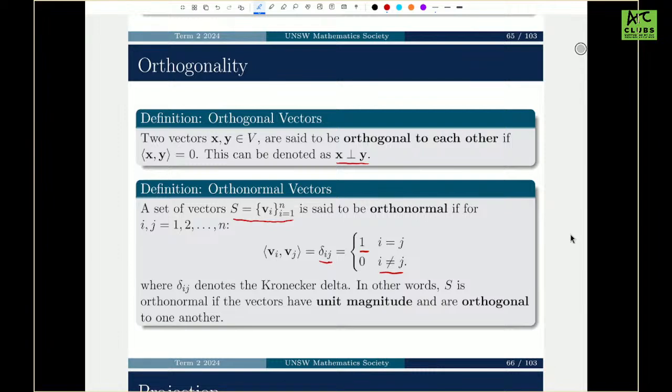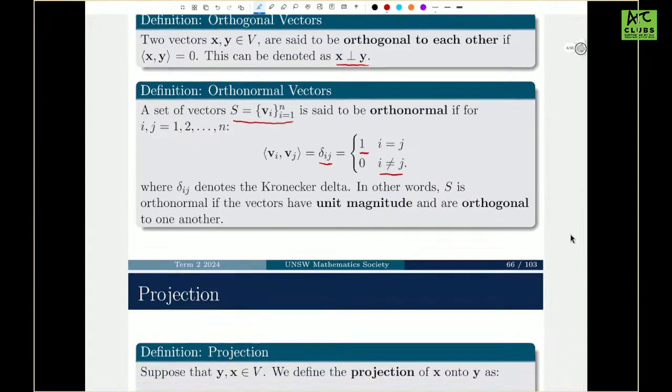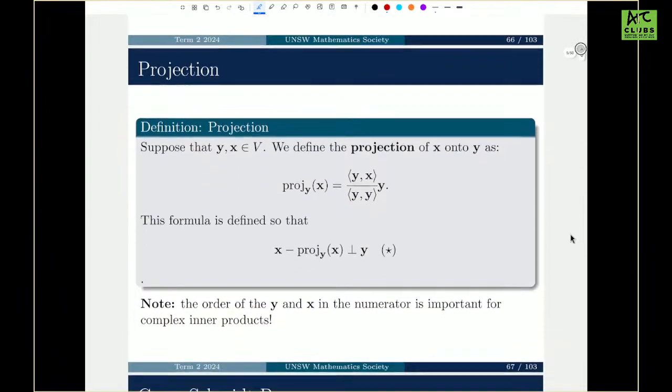Orthonormal vectors will be important when we start to look at things like QR factorization. So, just a few terms that we want to define, just some interesting things to note.